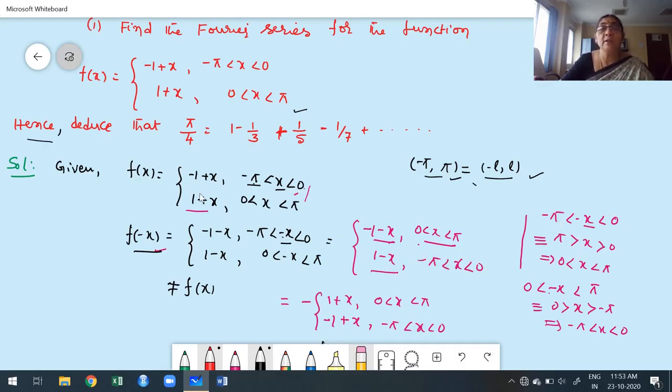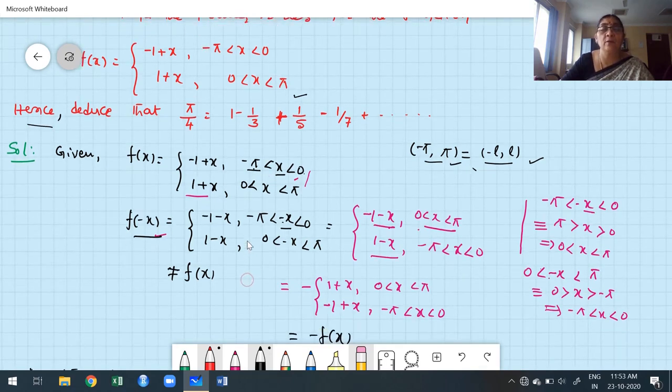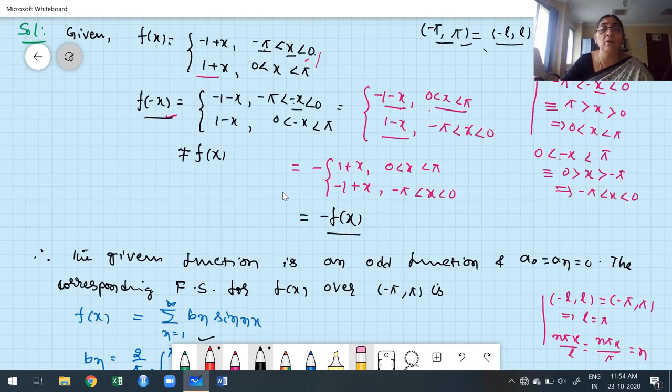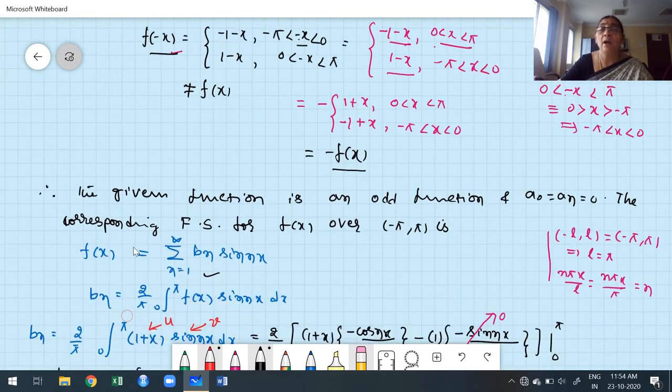If the first interval itself is not satisfied, there is no need to verify the second one. Therefore, it's not equal to f of x. Now, what I did after that, I took the minus sign outside. I take minus 1 out for the first interval of the function and the second interval of the function. After that, it must be equal to minus f of x. Therefore, I'm going to write that the given function is an odd function.